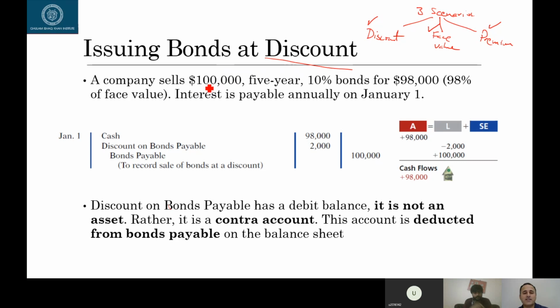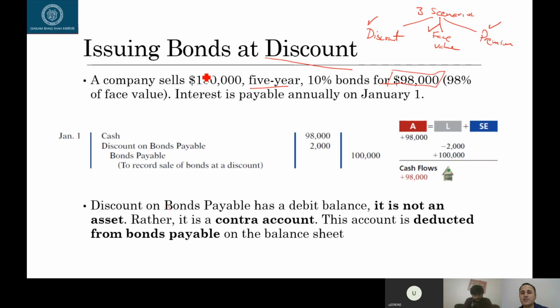So a company, let's say, sells a $100,000 bond, 5 years. So this is the maturity. This bond is maturing within 5 years. A 10% bond for $98,000. As you can see, this is already telling you that the bond was sold for 98. It was sold at less than the face value, meaning at a discount. Interest is payable annually on January 1st. So how do we do accounting for it?